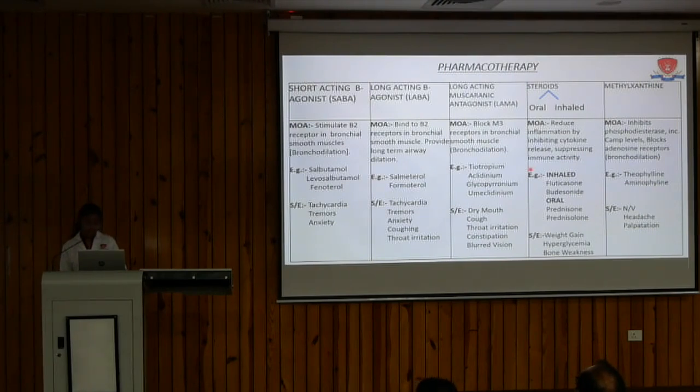Short-acting beta agonists stimulate beta-2 receptors in bronchial smooth muscles and cause bronchodilation. These include salbutamol, levosalbutamol, and pirbuterol. Side effects are tachycardia, tremors, and anxiety.